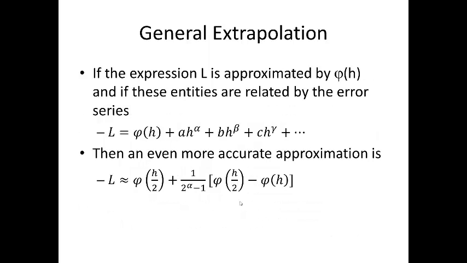For general extrapolation, if the expression L is approximated by phi of h, and if these entries are related by the error series, L is phi of h plus a h^alpha plus b h^beta plus c h^gamma, then an even more accurate approximation is L is approximately equal to phi of h over 2 plus 1 divided by (2^alpha minus 1) times (phi of h over 2 minus phi of h).